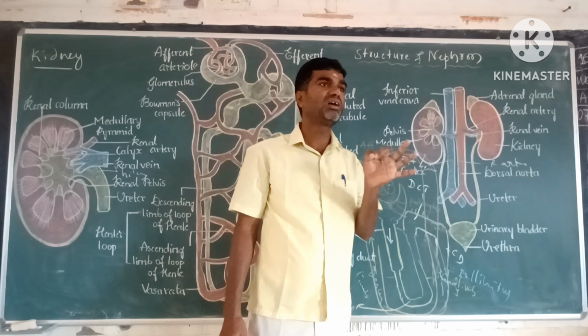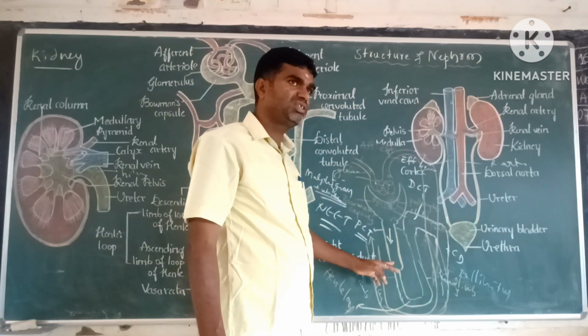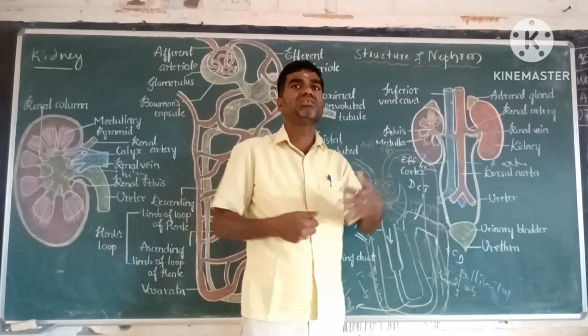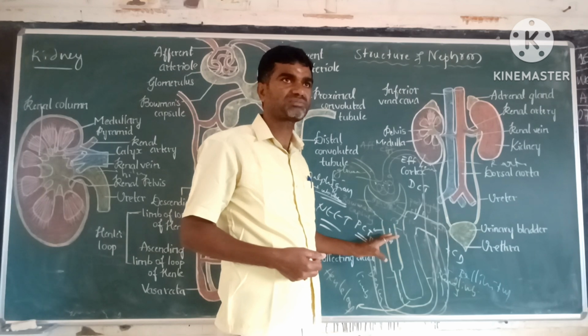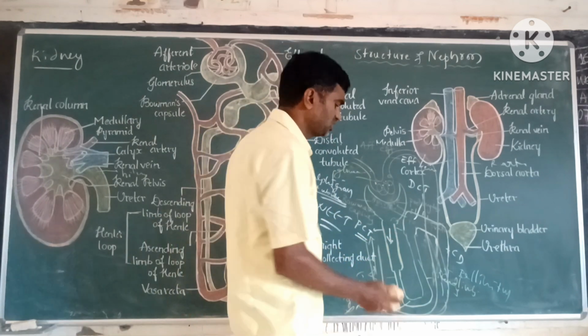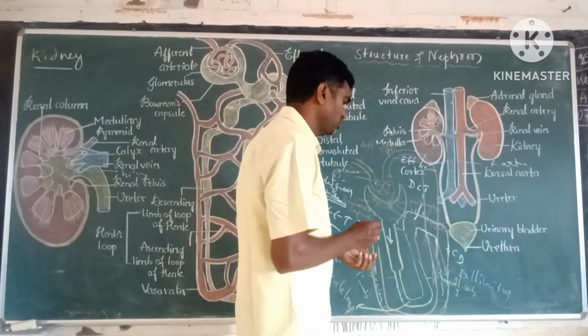Which mechanism? The counter current mechanism. One way the urine is passing and the blood is passing the other way. Both are anti-parallel, so that's why this is called the counter current mechanism. Here cortical nephrons and juxtamedullary nephrons are formed.